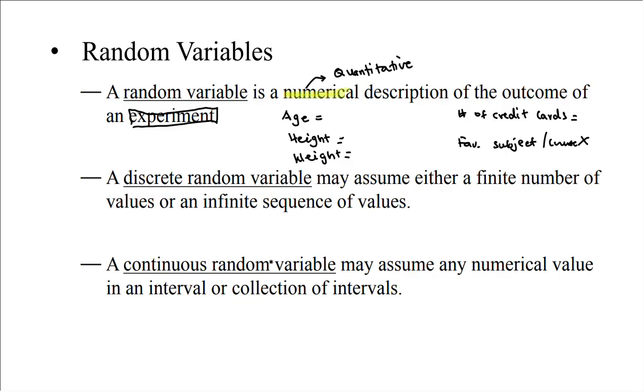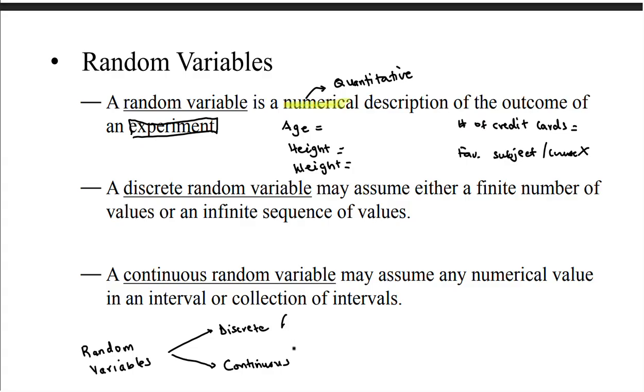But when we take random variables, we can generally categorize them into two types. We have discrete random variables and continuous random variables. And so over here we have random variable as the big umbrella, okay? All quantitative variables are random variables. And then we categorize them into two parts: discrete random variables and continuous random variables. Now somebody will say, what is a discrete random variable? What is a continuous random variable?